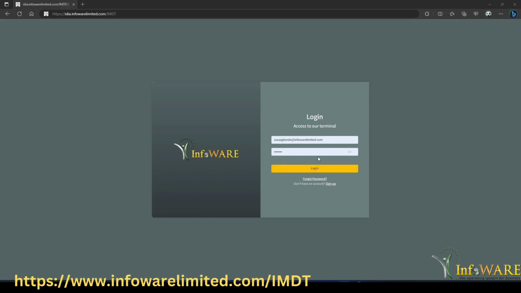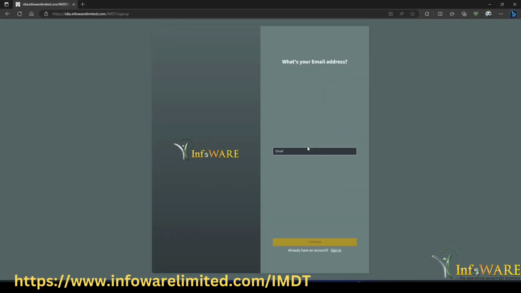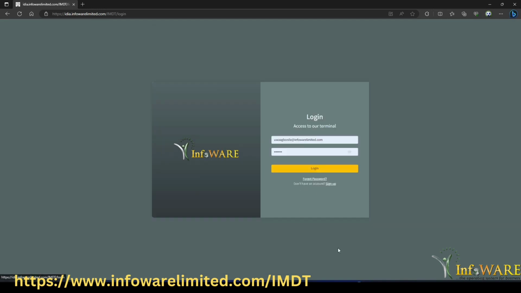If you're new to the product, you go to the URL and then you click on sign up, enter your email address, and an OTP will be sent to your email address. You enter the OTP, and then that's it, you're in. I already have credentials, obviously, so I click on login to get in. So let's dive in.